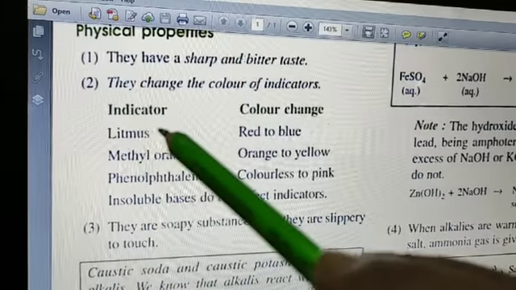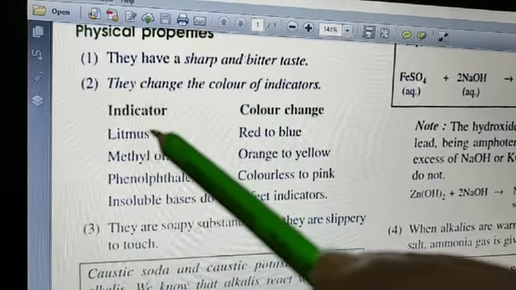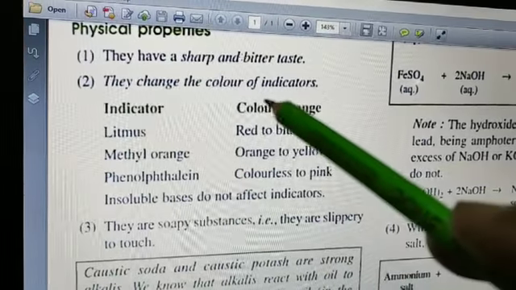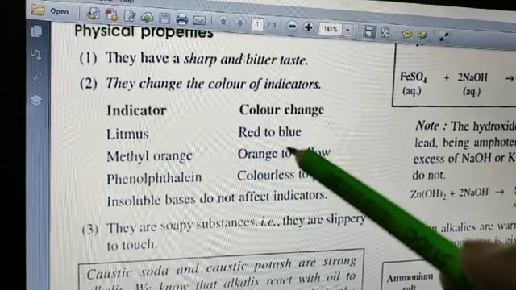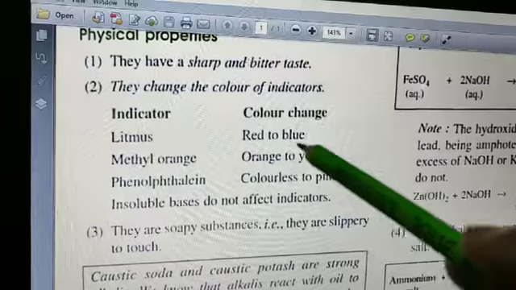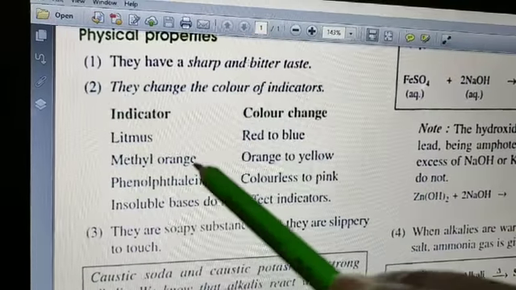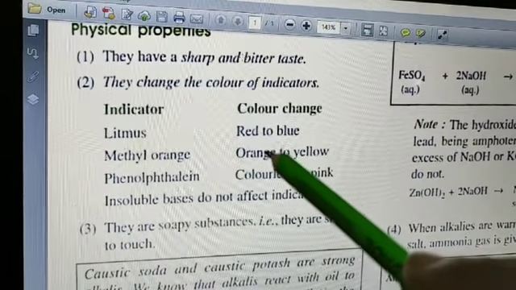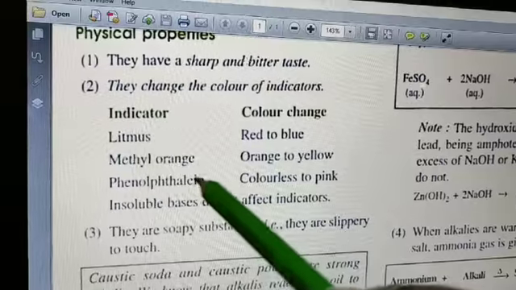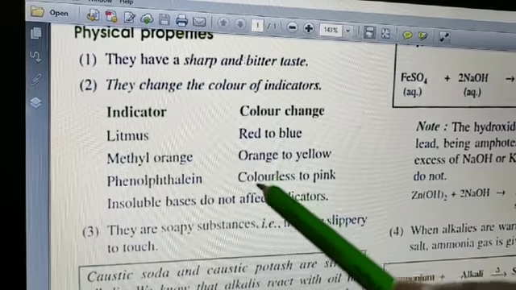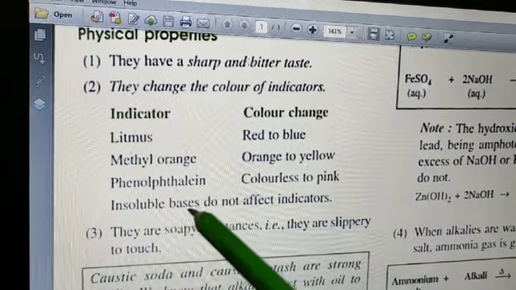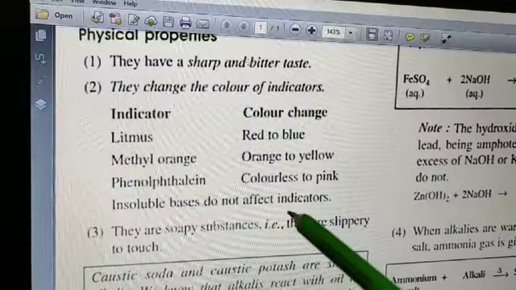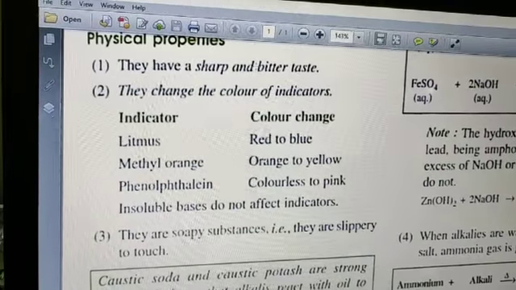In this case, if you have a red litmus solution, when you dip it in a basic solution it will turn blue, whereas for acid, blue turns to red. Methyl orange in basic solution will turn from orange to yellow, and phenolphthalein will change from colorless to pink. Insoluble bases do not affect indicators.